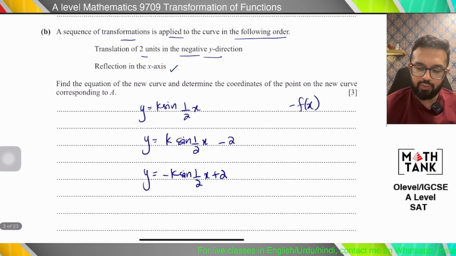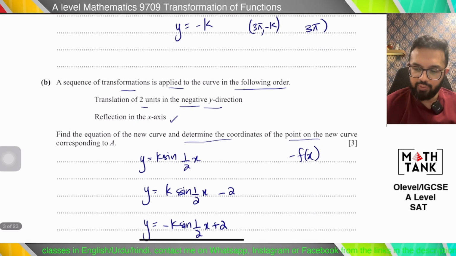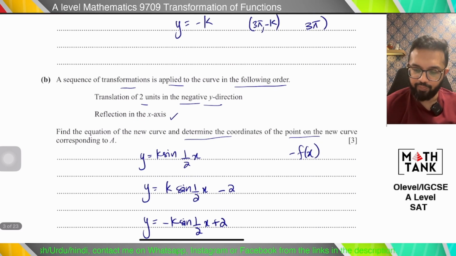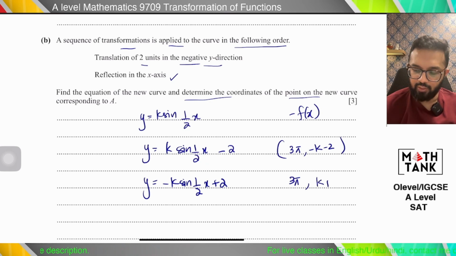Okay, so that is the equation of the new curve, and determine the coordinates of the point on the new curve corresponding to A. So it's going to be 3 pi, minus k minus 2 for the first step, and then 3 pi, k plus 2 for the second step.